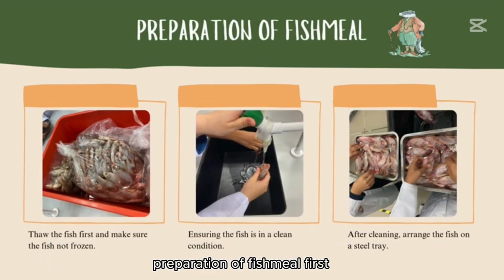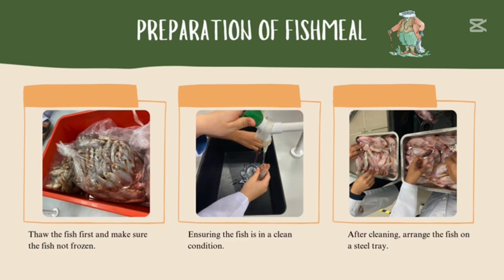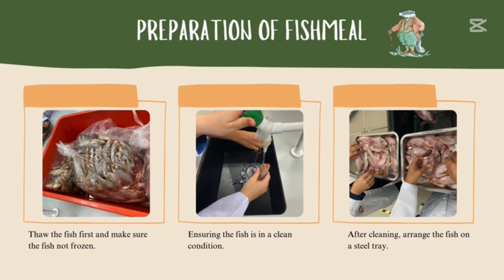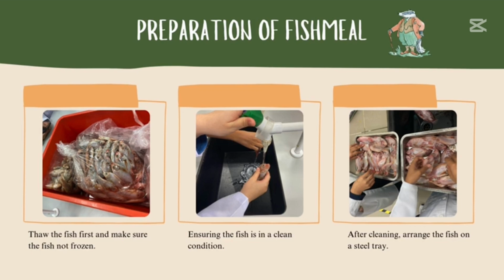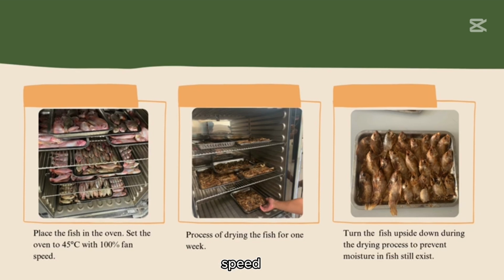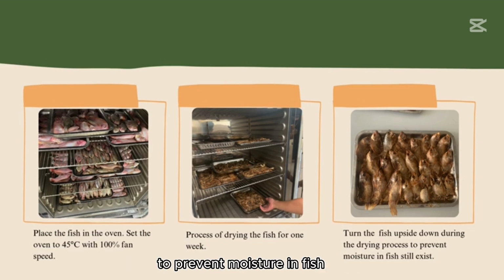Preparation of fish meal. First, thaw the fish and make sure the fish is not frozen. Second, ensure the fish is in a clean condition. After cleaning, arrange the fish on the steel tray. Place the fish in the oven. Set the oven to 45 Celsius with 100% fan speed. The process of drying the fish takes 1 week. Turn the fish upside down during the drying process to make sure no moisture remains in the fish.